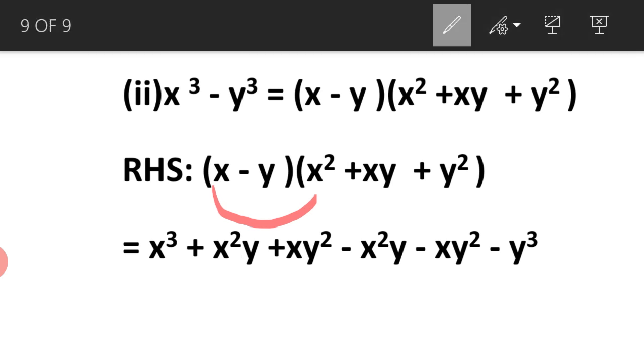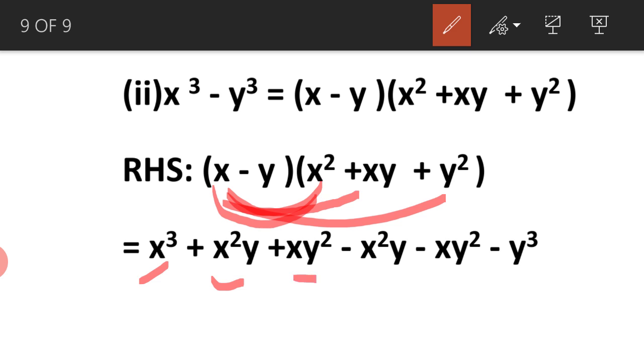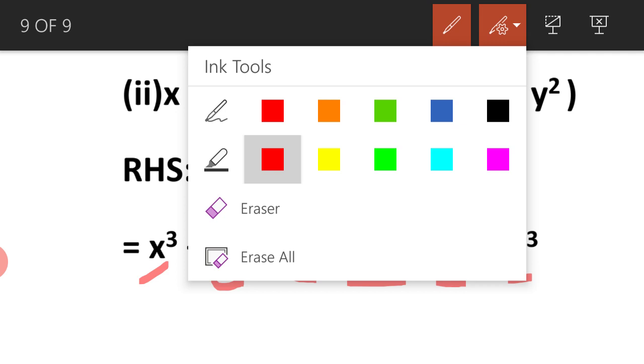Yes, so let me explain. x into x square will be x cube. x into xy will be x square y. x into y square will be xy square. Now you are going to multiply by minus y. So minus y into x square. Instead of writing minus y into x square, I will write it as minus x square y, because that becomes easy. To maintain alphabetical order in writing variables is always suggested. Now minus y into xy will be minus xy square, and then minus y into y square will be minus y cube. So multiplication has to be done very carefully.